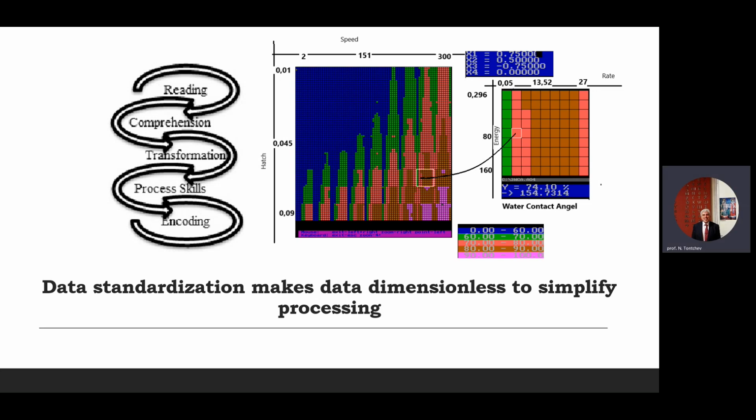Units of measurement are based on length, mass, time, temperature, and other primary or base dimensions. Data standardization makes it dimensionless to simplify its processing. Standardized data have zero mean and unit standard deviation. They are obtained by subtracting the mean of the data from each data and dividing the difference by the standard deviation of the data.